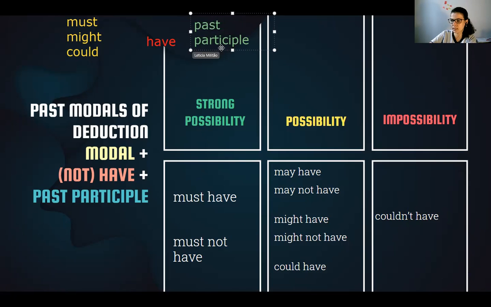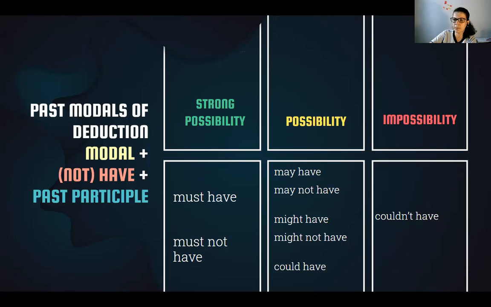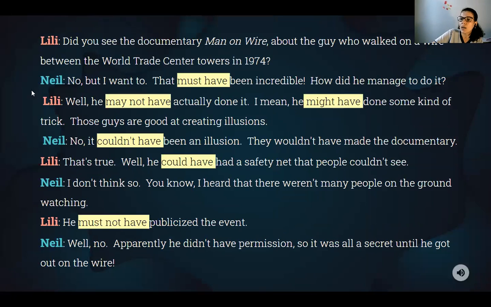So let's check the previous conversation here. Neil said that must have been incredible. He believes that the documentary is incredible, it's very good. So it's a possibility, okay? How is it a possibility? It uses must have.